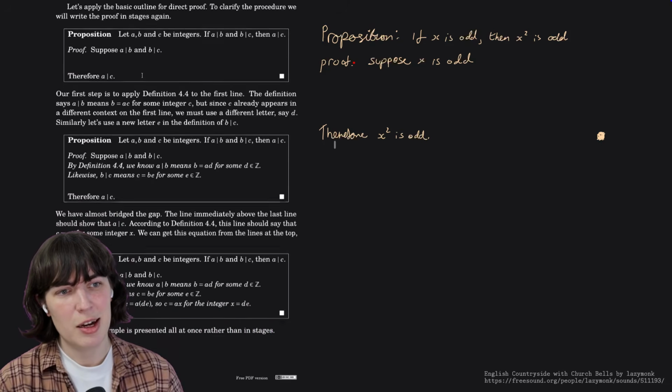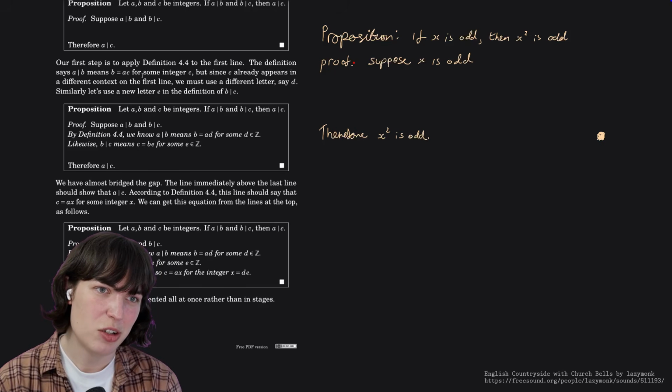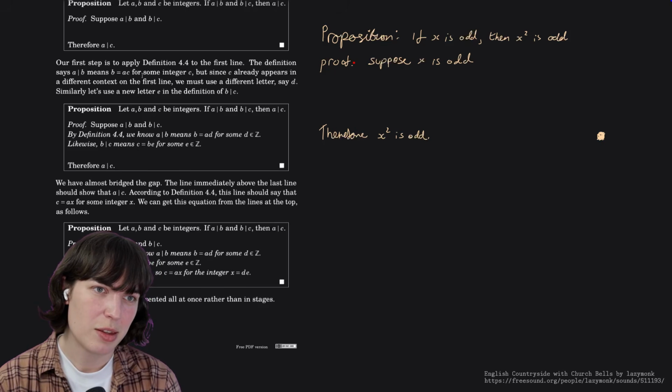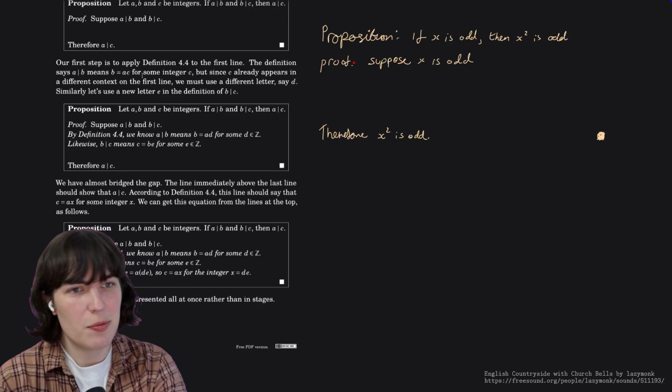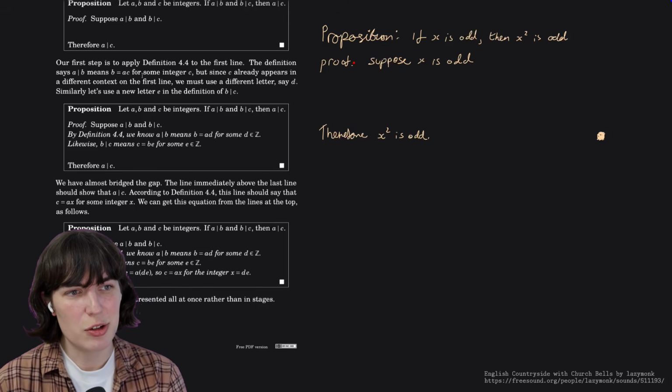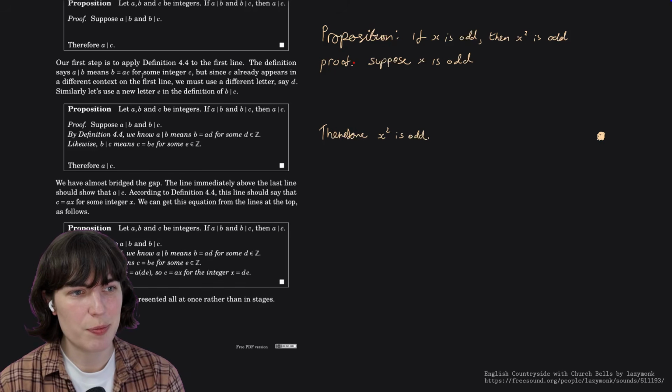Our first step is to apply definition 4.4 to the first line. The definition says a is divisible by b means b equals ac for some integer c. But since c already appears in a different context on the first line, we must use a different letter, say d. Similarly, let's use a new letter e in the definition of b is divisible by c.